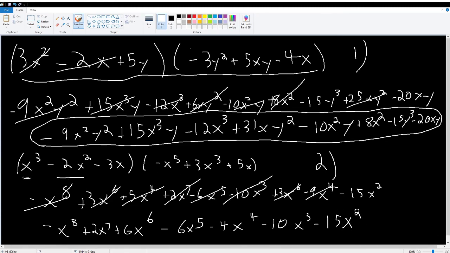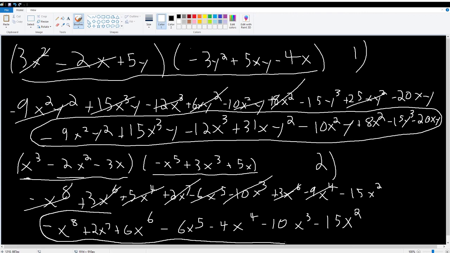Alright, so this polynomial multiplied by this polynomial gives you this mess right here. These two questions are definitely the harder and more tedious ones. You're not going to get anything too crazy like this in math, but it's always good practice.